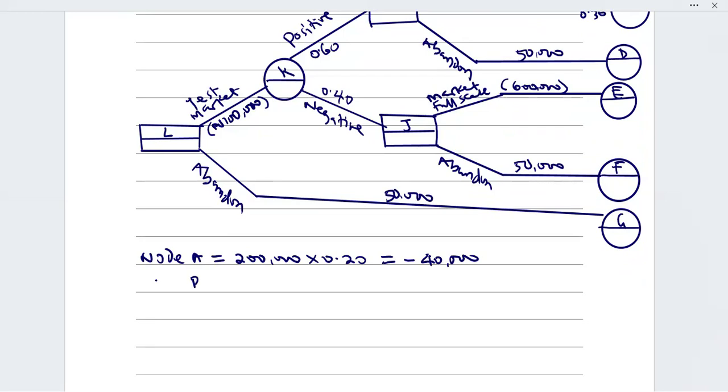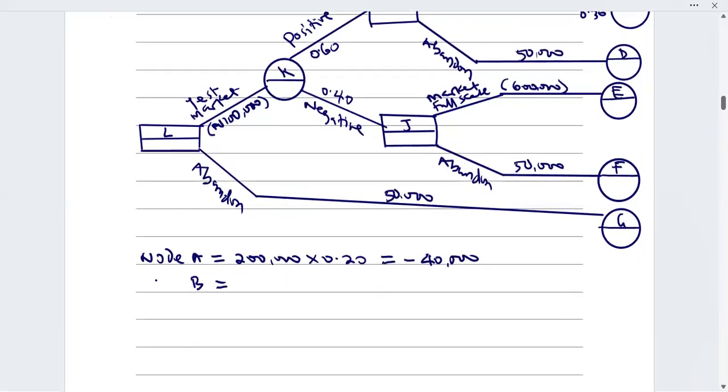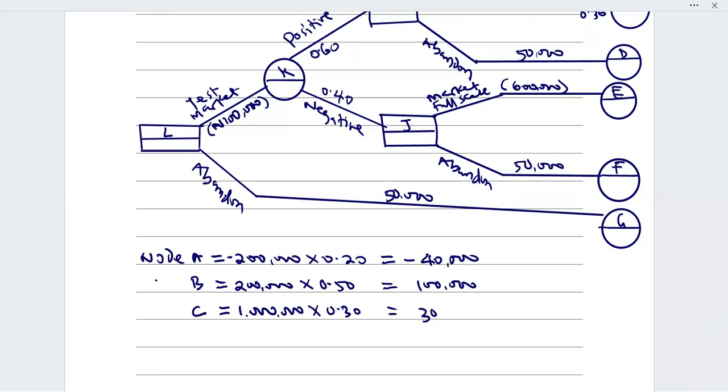For node B, we have 200,000 naira profits multiplied by 50% probability. So 200,000 naira multiplied by 0.5, which is equal to 100,000. Then node C, 1 million naira multiplied by 0.3, which is equal to 300,000.